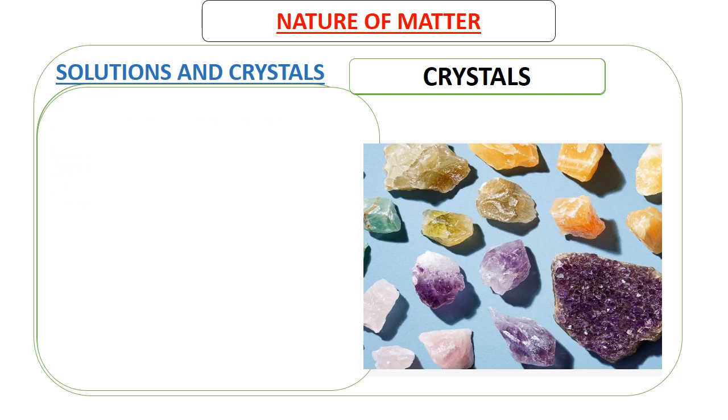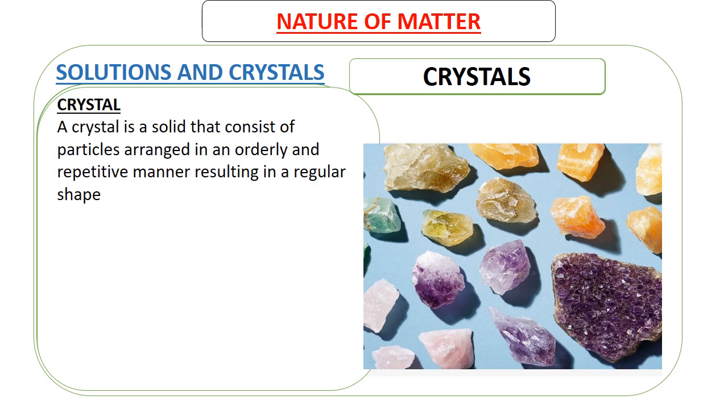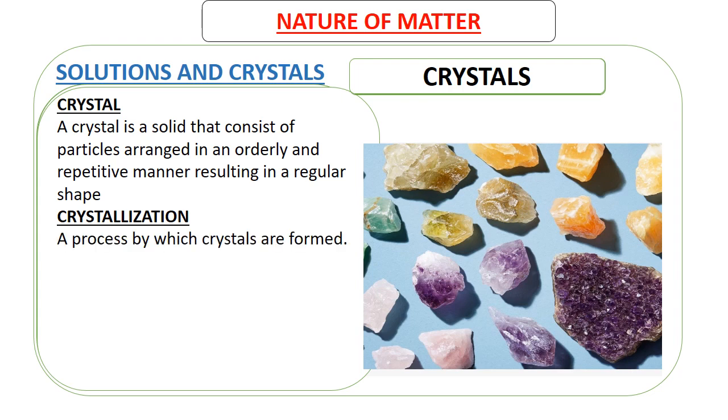So what is a crystal? Maybe we know the definition. A crystal is defined as a solid that consists of particles arranged in an orderly and repetitive manner, resulting in a regular shape. That is what a crystal is. How does a crystal come about? Where do they come from? How are they formed? The process by which crystals are formed is called crystallization. There are three ways in which crystals can be formed. But first, they come from a saturated solution.